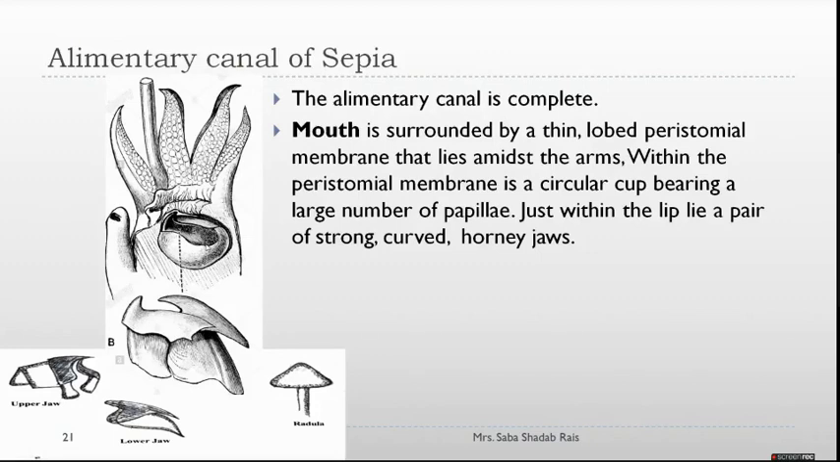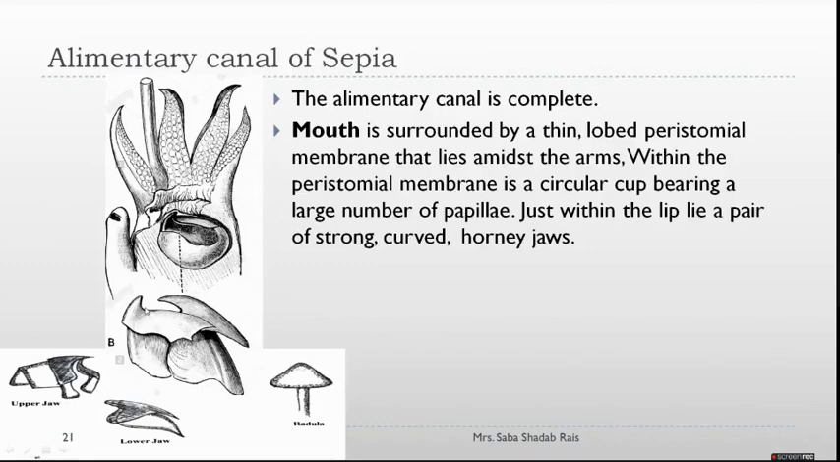Now for chopping purposes, definitely we have jaws. They also have strong curved horny jaws. So two jaws are there. The jaws are interlocked like this. This is the upper jaw and this is the lower jaw.